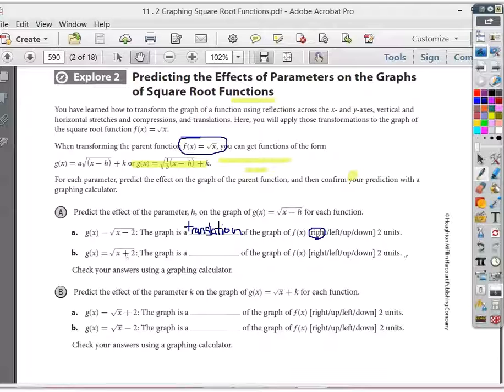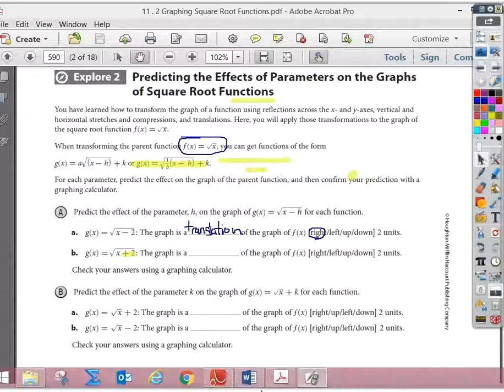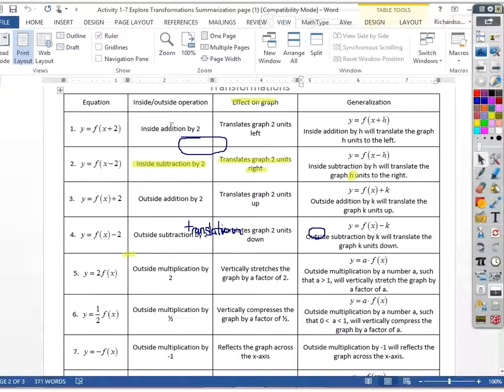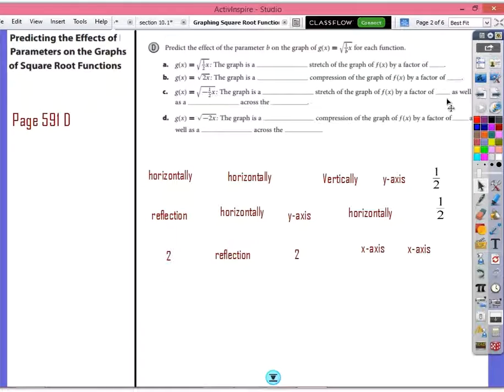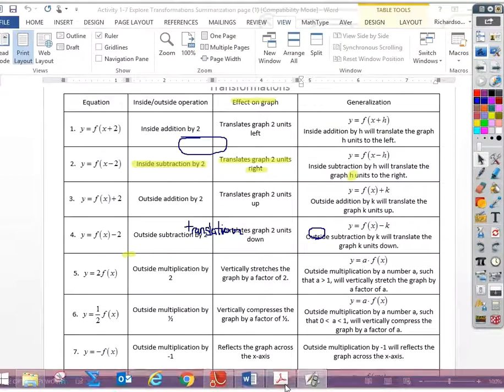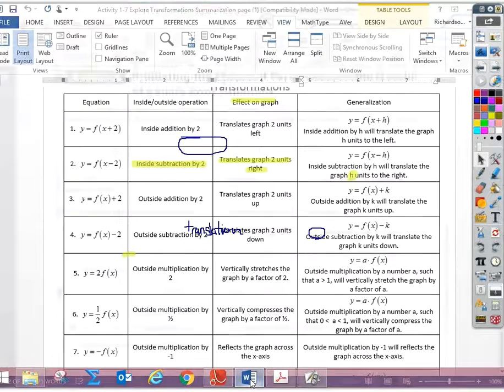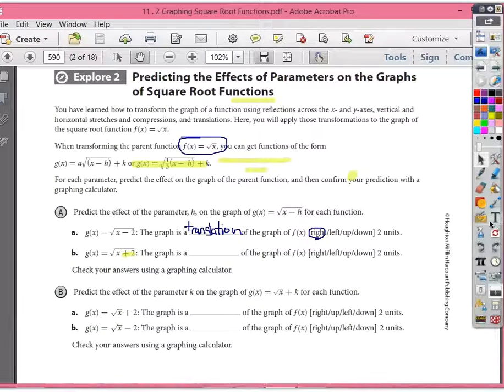When you look at B, we see that in this case we have inside addition. You go back to our document and look at row 1, and we can see that inside addition is going to move the graph to the left. In this case, it's going to be left 2 units. So we'd want to say here that the graph is going to translate left 2 units.